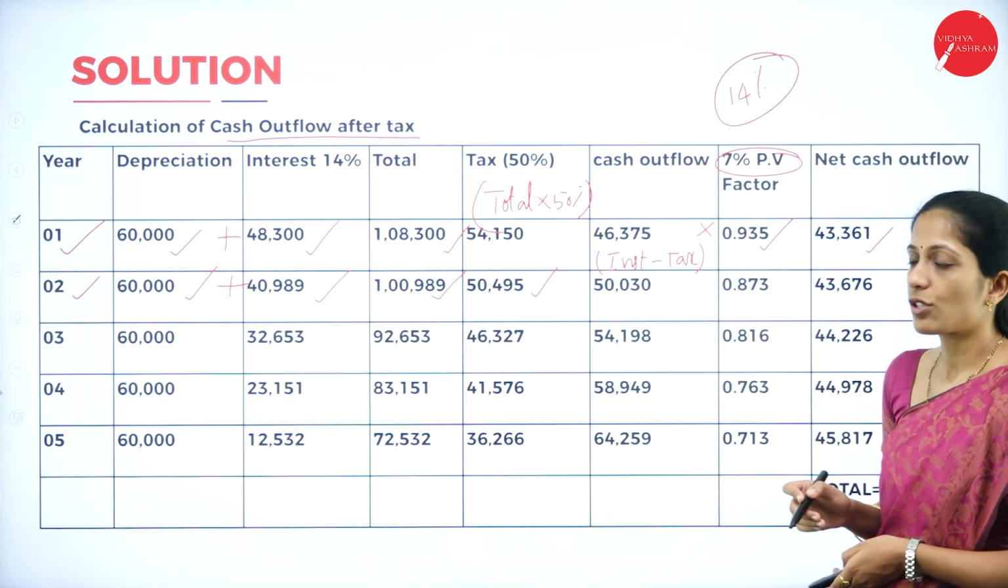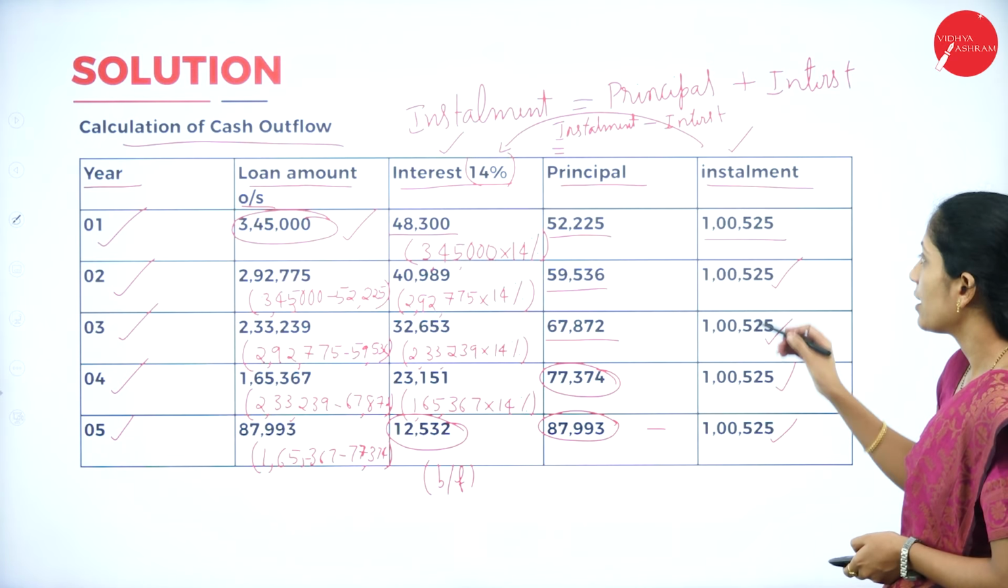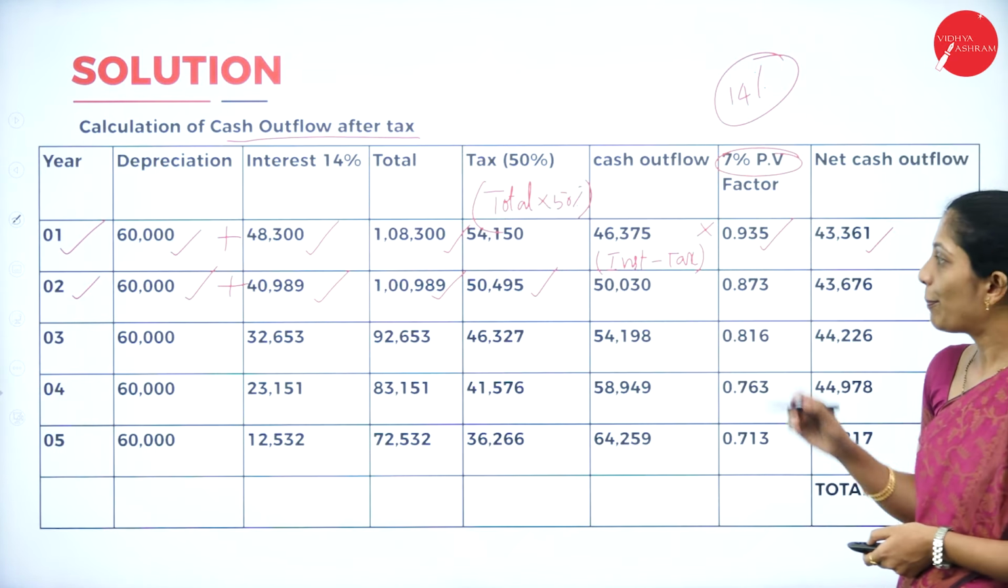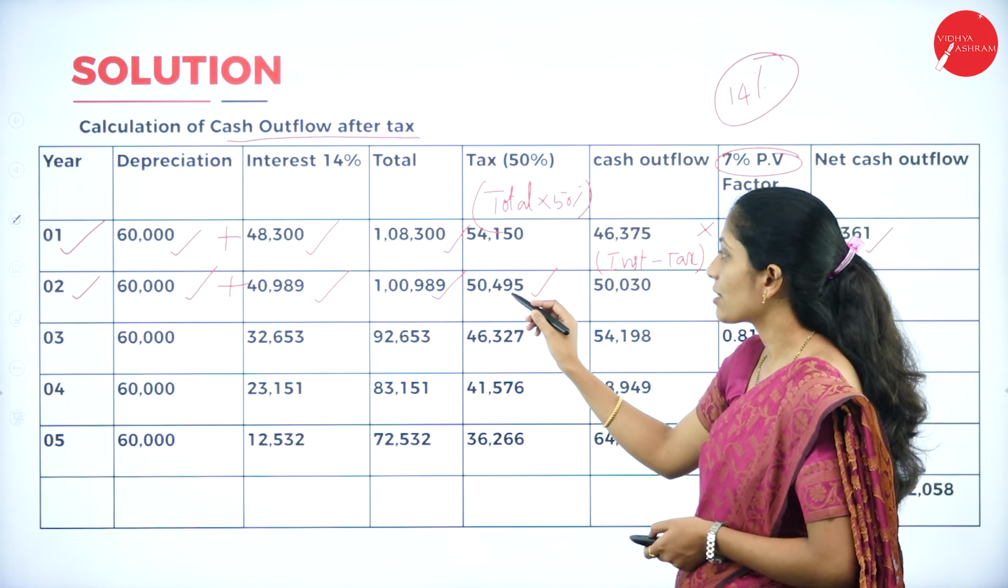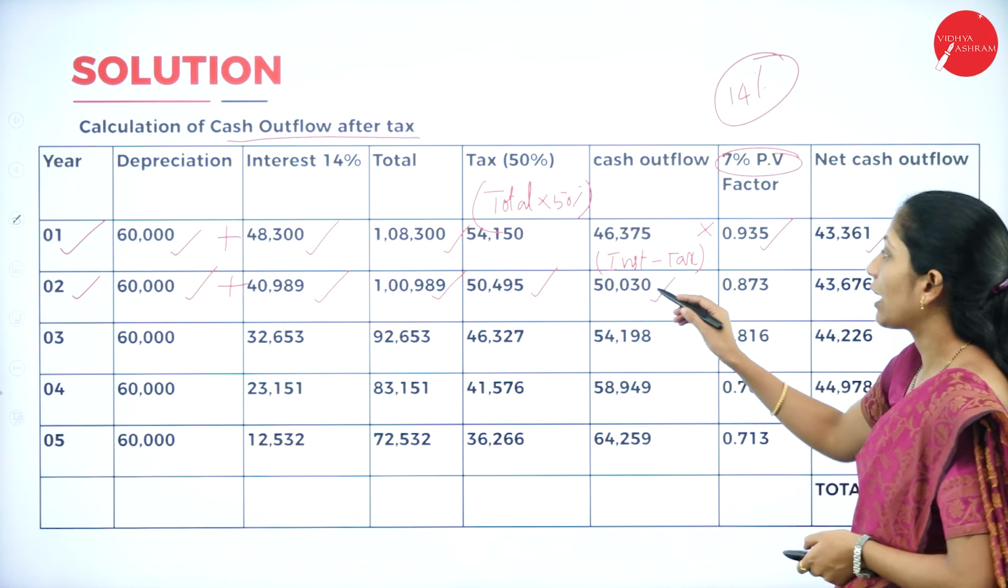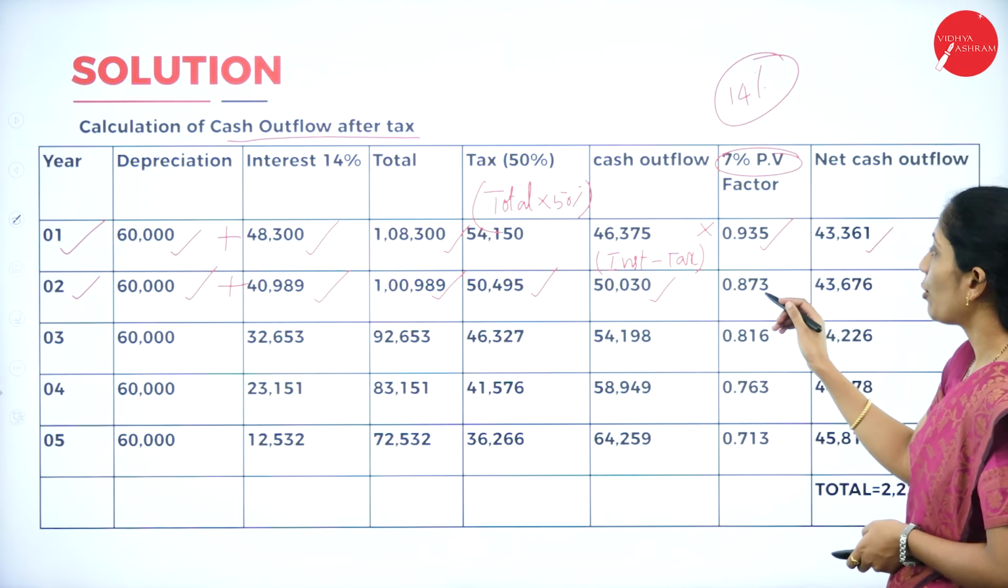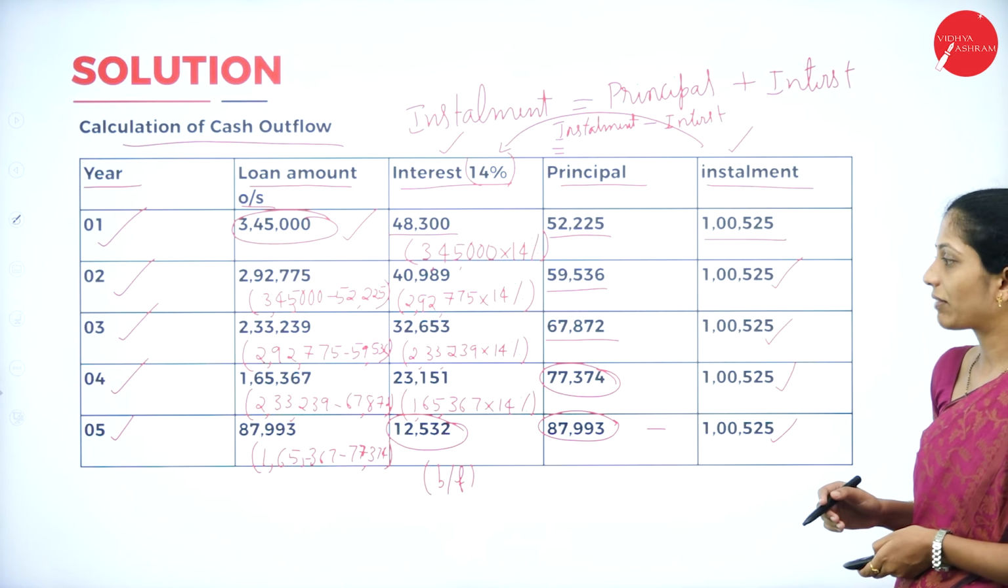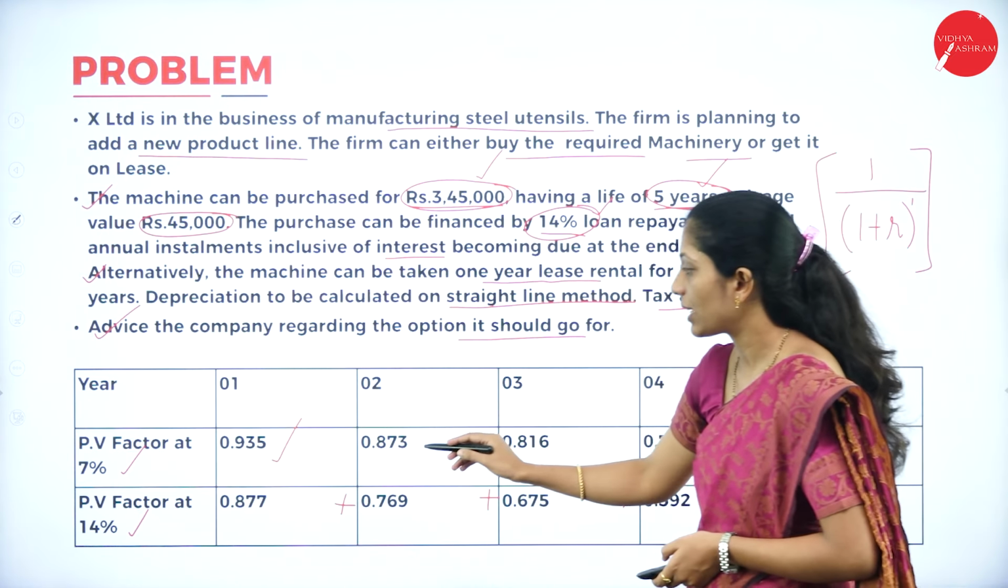Now installment minus tax. So what is the second year installment? That is 1,05,25 minus this tax 50,495, we'll get 50,030. Now the PV factor, we know. They have given in the question what the PV factor is in the second year.